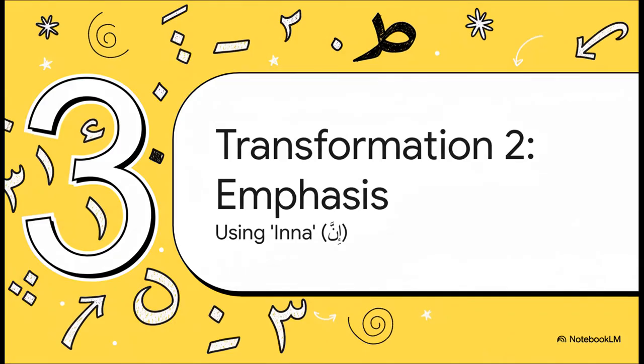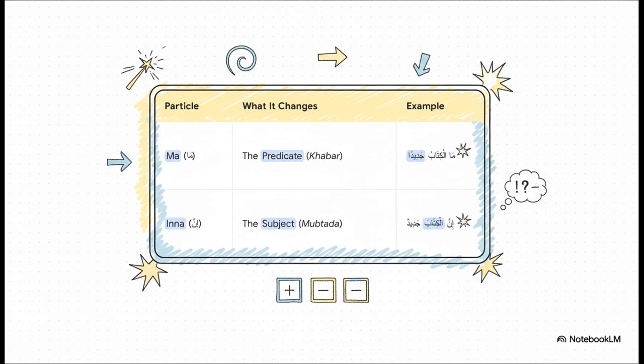Okay, so we know how to say no, but what if we want to shout yes? What if you want to take a simple statement and just inject it with absolute, undeniable certainty? Well, for that, Arabic has the particle inna. And this is where it gets really, really neat. Inna works in the complete opposite way to those negation particles.